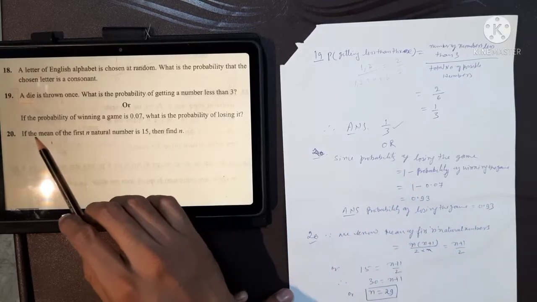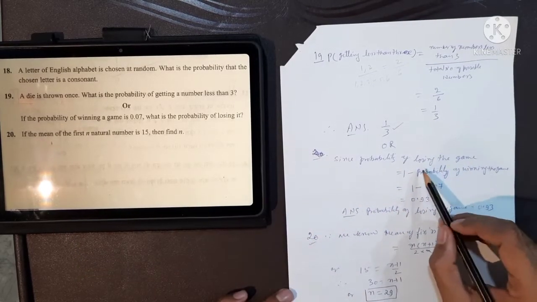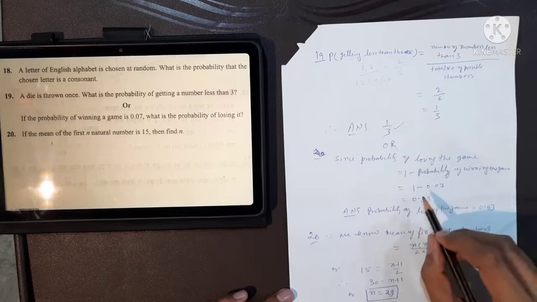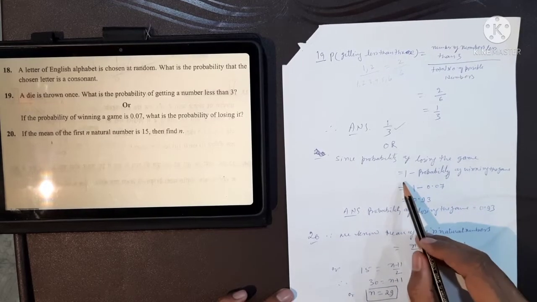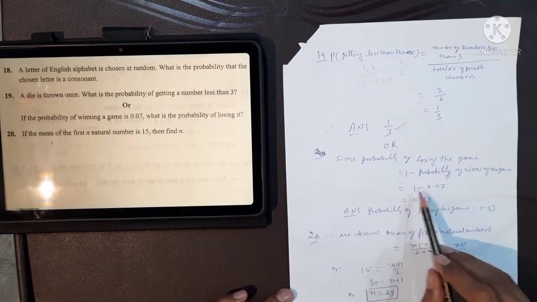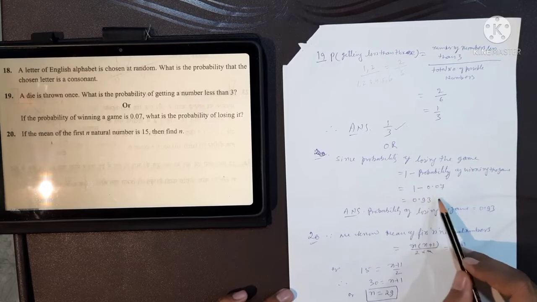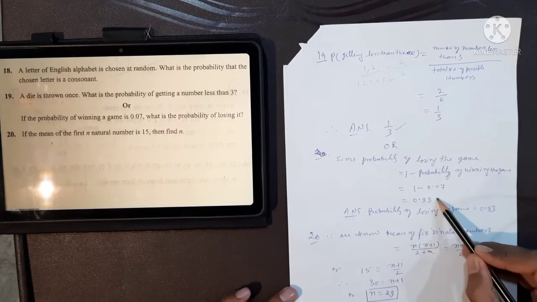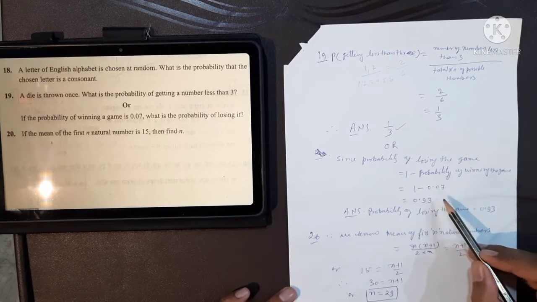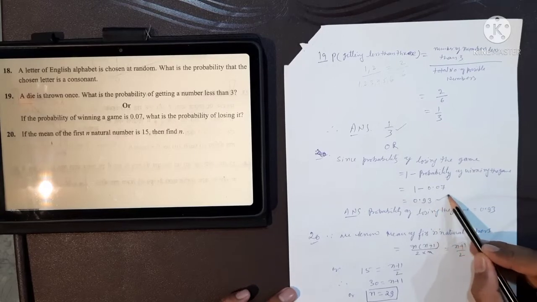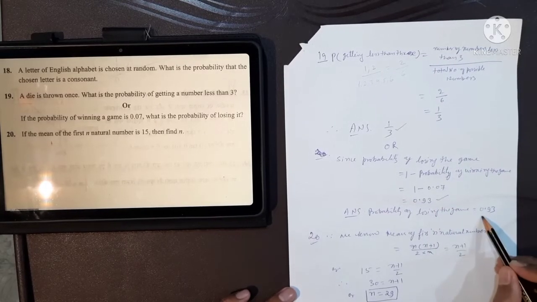The second part is the probability of winning a game is 0.07. So we simply subtract 0.07 from 1 to get 0.93 as the winning probability. Oh, sorry, the losing probability of the game. So the answer is 0.93.